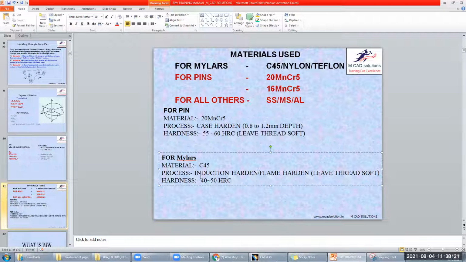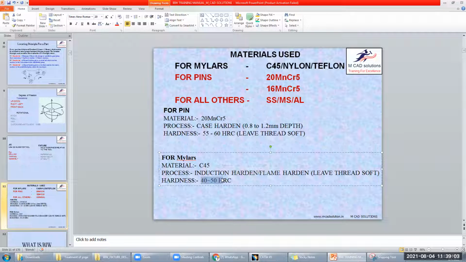For the Mylar C45 material, here we will use induction hardening. Induction hardening means a magnetic field: we keep our part in the magnetic field, and due to the magnetic field, it will harden our part. The second option is flame hardening. Again, the same note, leave thread soft. Its hardening compared to the pin is less, 40 to 50 HRC. For the pin it's 55 to 60 because the material is soft, so we do the higher hardening. Here the material is already hard, so 40 to 50 HRC. These are the notes we have to mention while drafting.